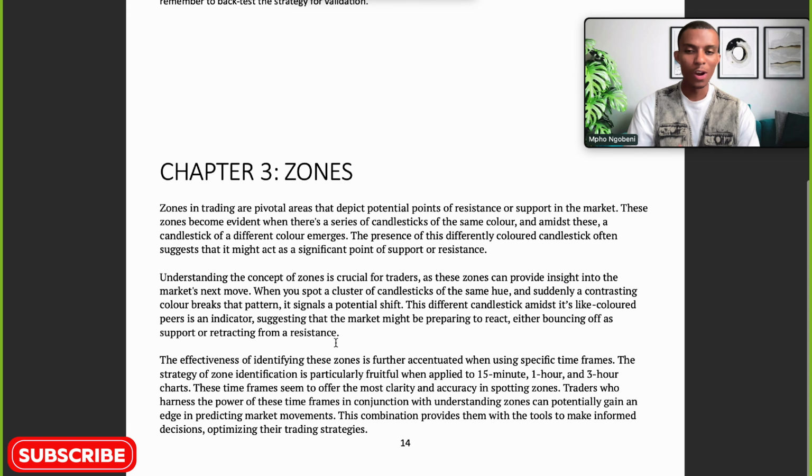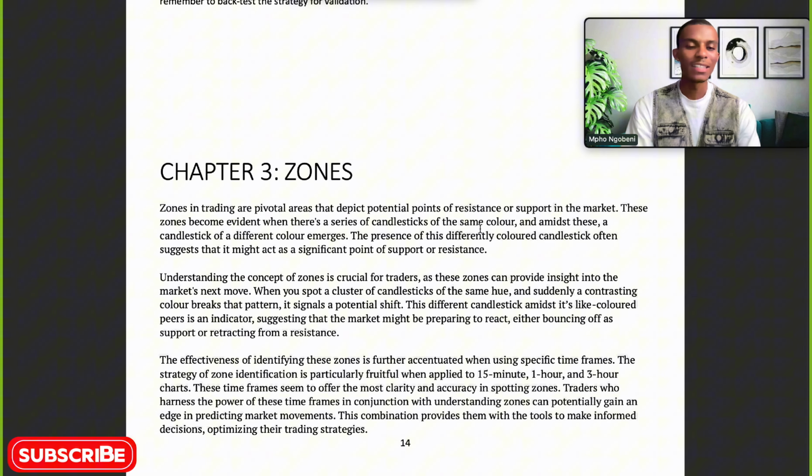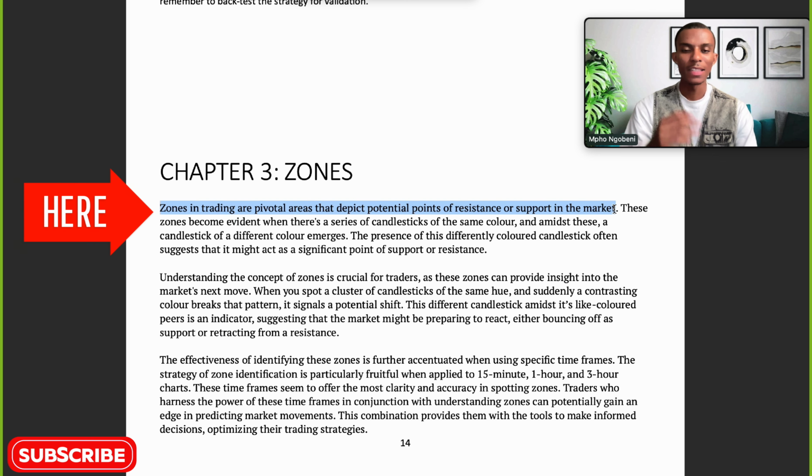As you know, I'm not gonna read the whole thing. I'm just gonna pinpoint some things and explain here and there. But it will be good for you to also have this book, so at least you can follow along and read more into it. When coming to chapter 3, zones in trading are pivotal areas that depict potential points of resistance and support. As you can see, I'm reading the first line there.